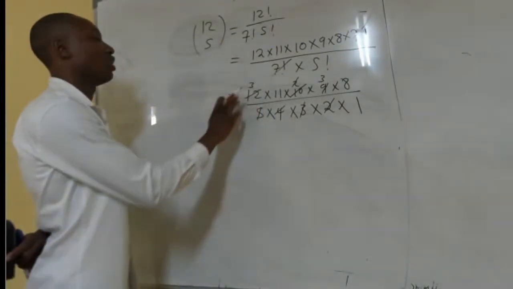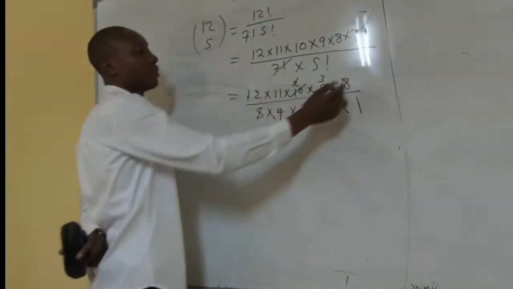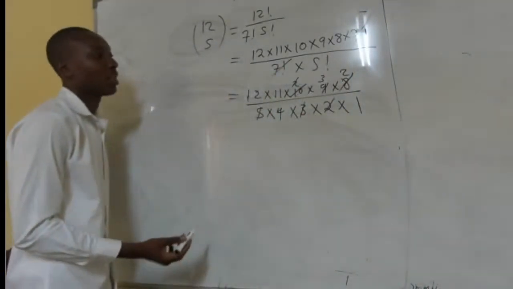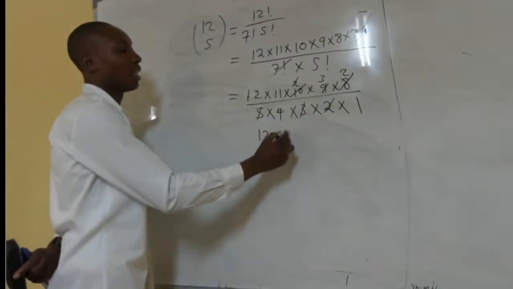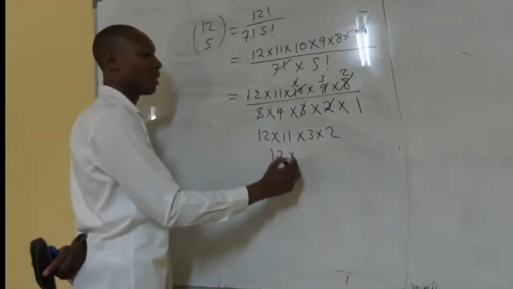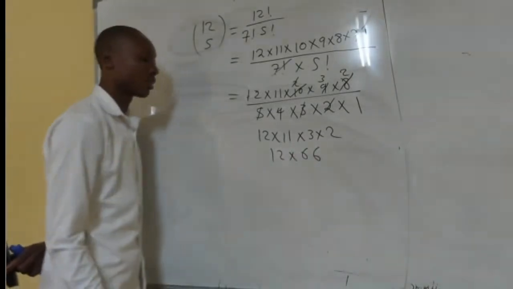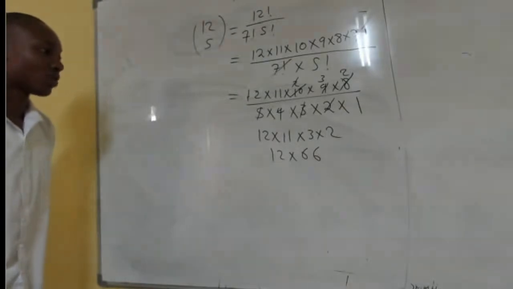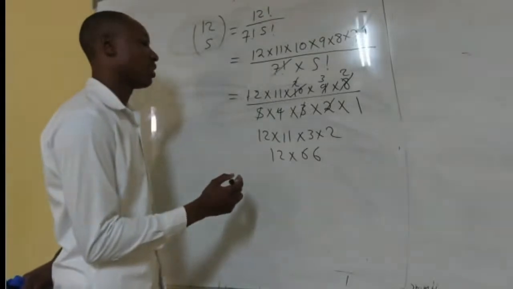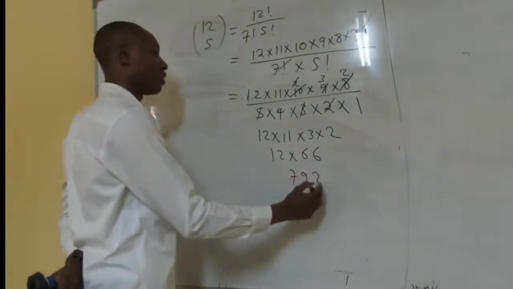Okay, but I know some of you may have wanted to say instead 4 into 8. So let's say 4 into 8, so it should be 2. Alright, so now we have 12 times 11 times 3 times 2. 12 times 3 times 2 is 6. 6 times 11 is 66. Okay, then 12 times 66 is what? So 12 times 66, we will end up having 792. Right? 792.